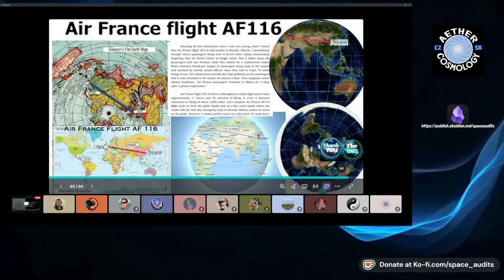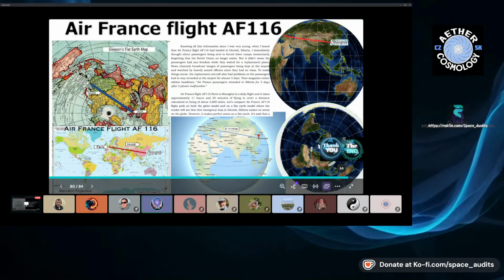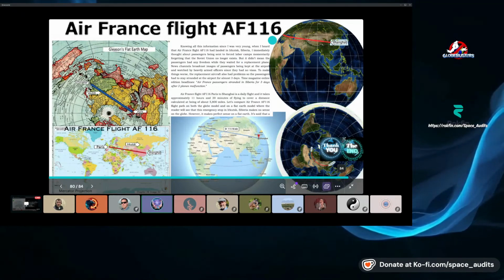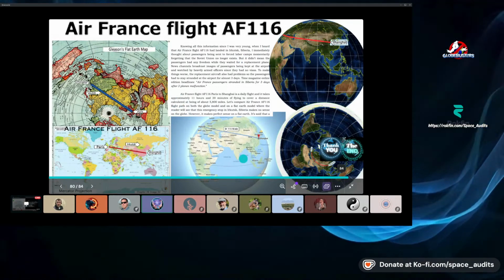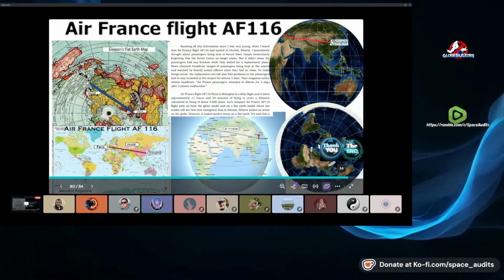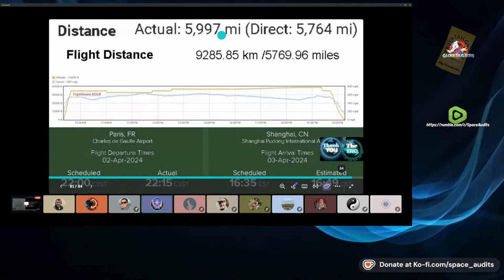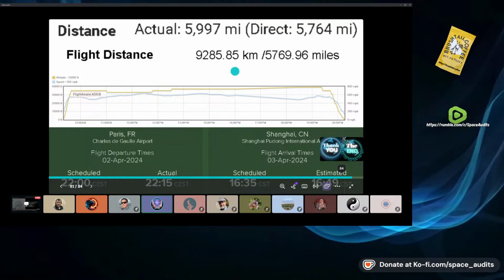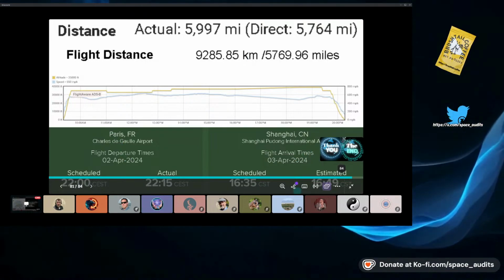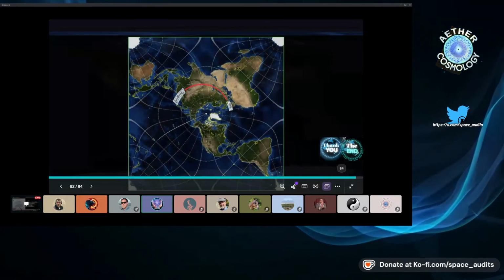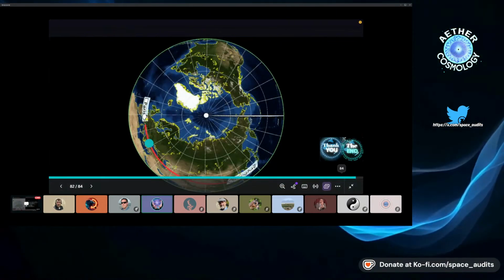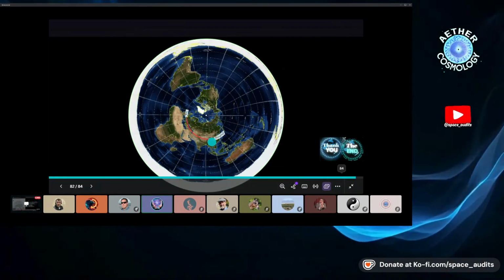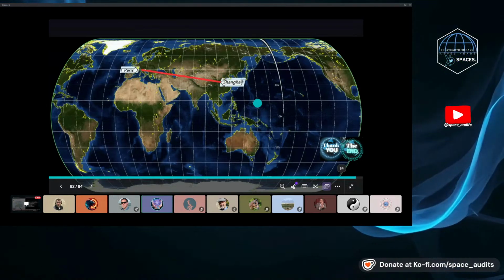To tie it in with a good example, if we take one of the flat Earth flights from that coffee table book from Flat Earth Banjo, we'll just say Air France flight AF-116. I think I picked it because it's a good distance and it's a nice line that I get to draw. It's something like 6,000 miles, 9,200 and whatever kilometers. Here's where it started and left from. And then if we plot it out on different maps, like this one, 6,000 miles, 6,000 miles, still 6,000 miles, right? It's the same every time.